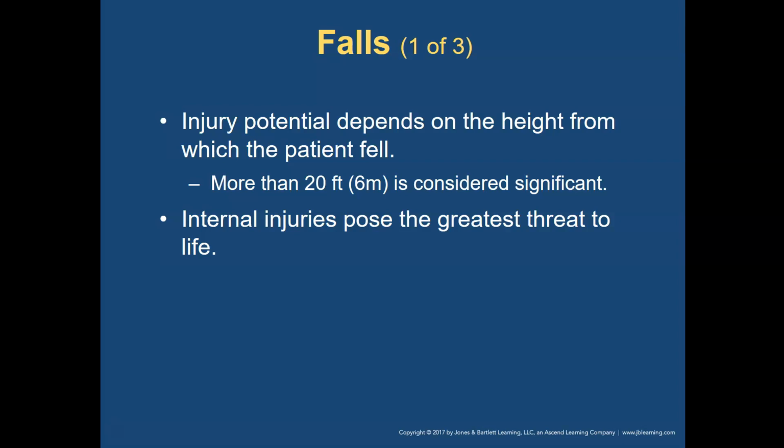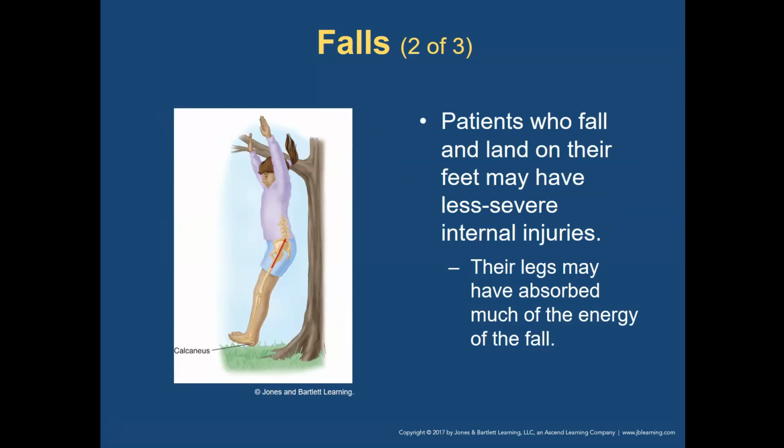Now moving on to falls. The injury potential of a fall is related to a couple of things: the height from which the patient fell, and the patient themselves, how healthy they are and whether they have good solid bones. But the greater the height of the fall, the greater the potential for injury. A fall of more than 20 feet is considered significant, when we talked about significant and non-significant things. Internal injuries pose the greatest threat to life for these patients.